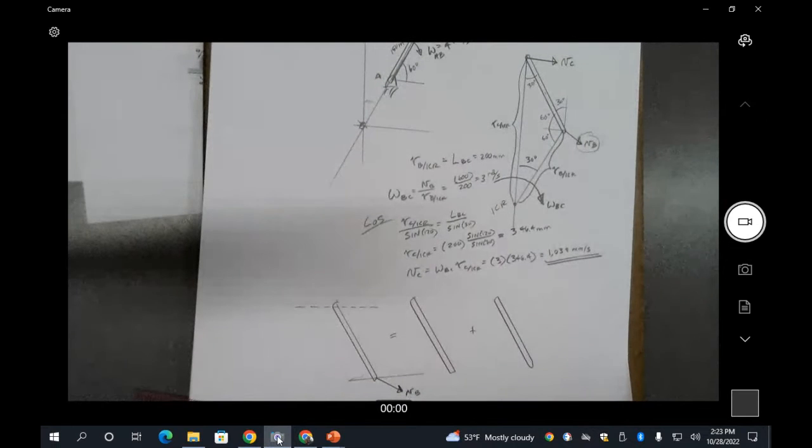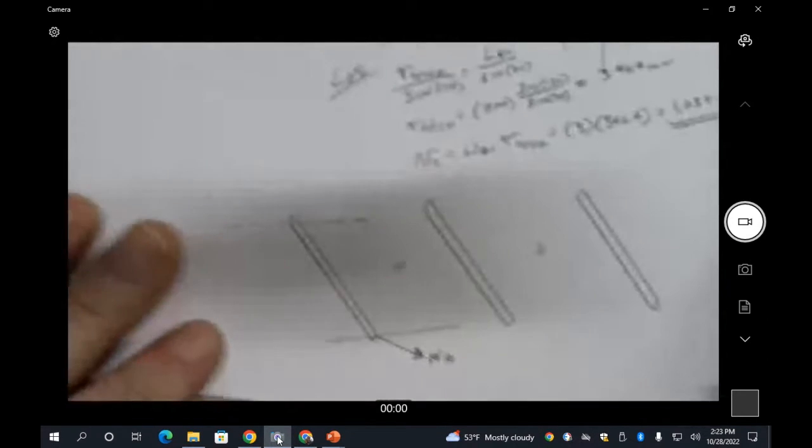Is that really out of focus? So I have another camera that I think is a better camera.